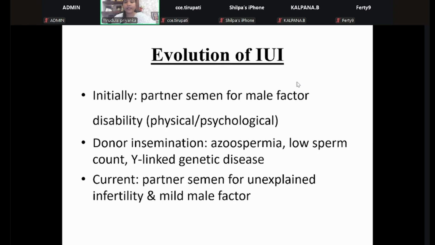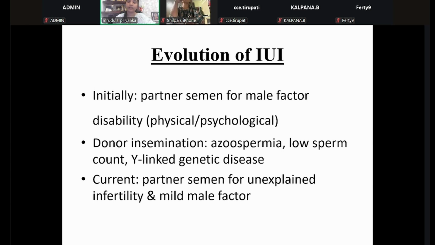I'll be talking a little bit about the evolution of IUI. Initially, when clinicians started doing IUI, they were doing it for couples wherein there is a male factor disability, like a physical or psychological disability. Then in donor IUIs, they were doing it only in patients with azoospermia or very low sperm count, or a husband with Y-linked genetic diseases. So initially they were doing it only for these indications.